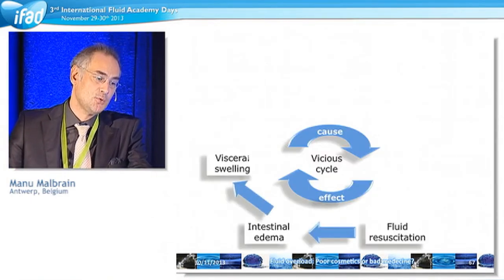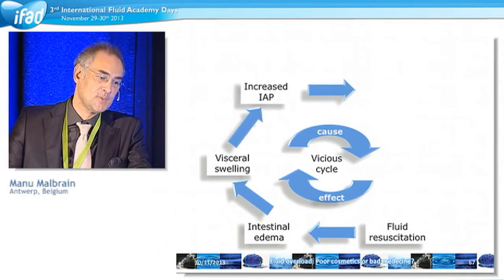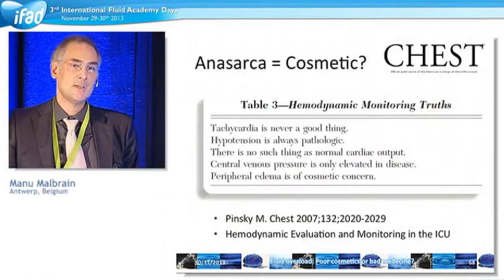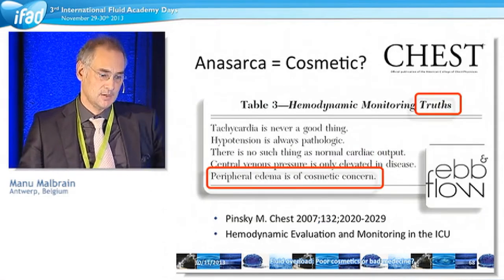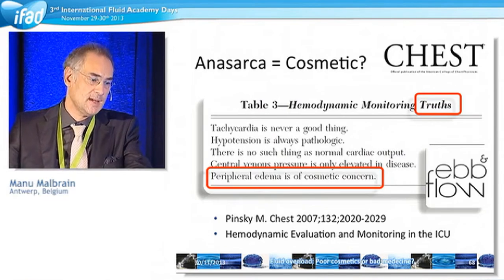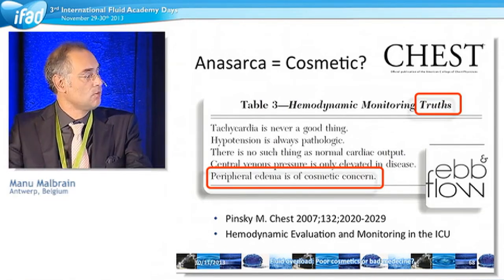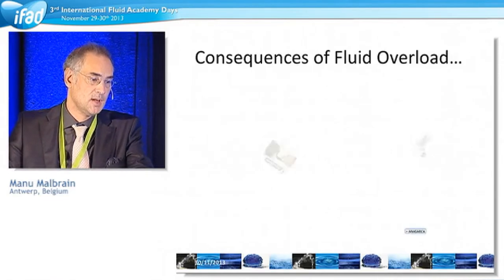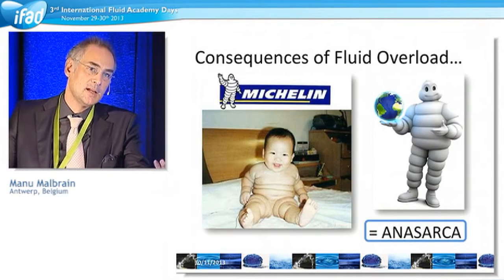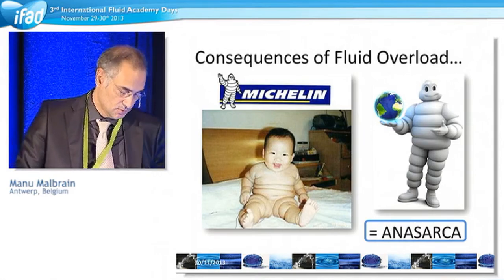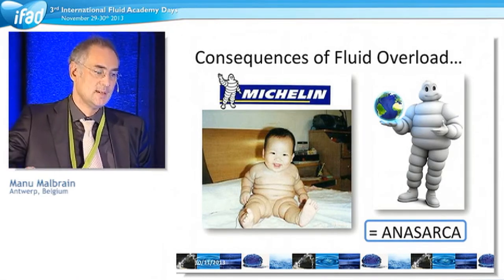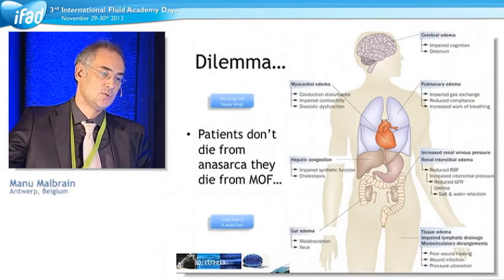Giving too much fluids will lead to edema, and my bias comes here, may lead to increased abdominal pressure, mesenteric vein compression, and diminished venous return. Some of my colleagues will state that peripheral edema is only of cosmetic concern, but the clinical point is that the patient looks a little bit swollen, and this may be scary for the relatives, but this is not a cosmetic issue.